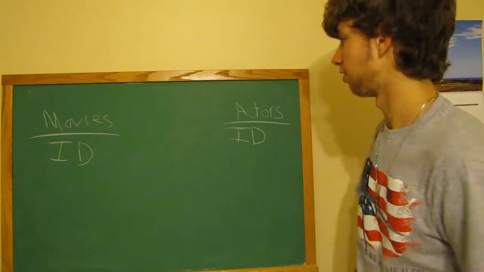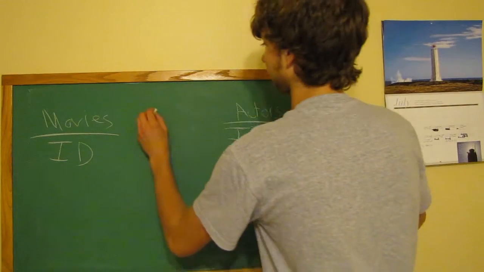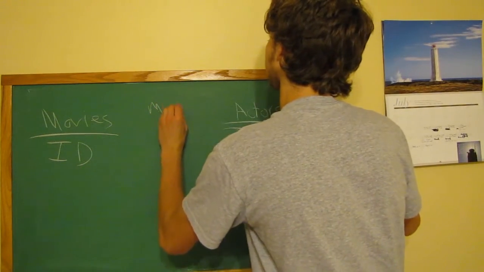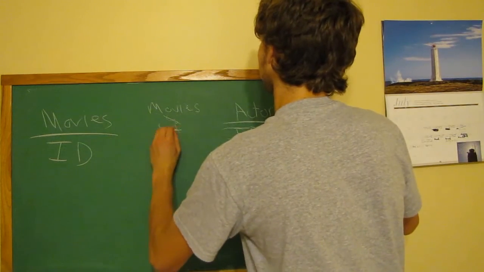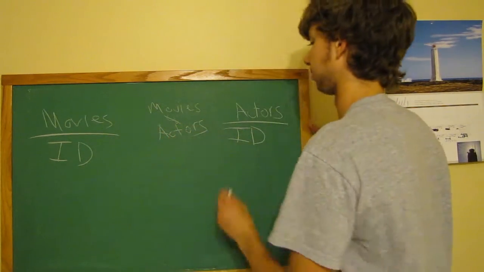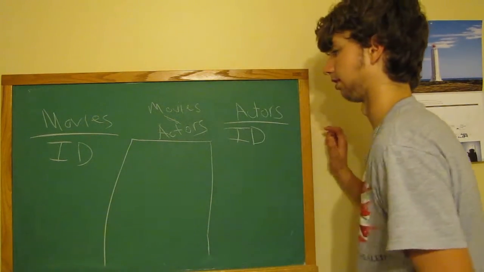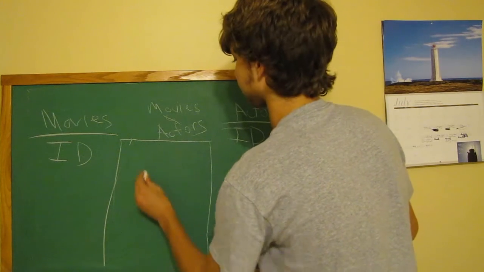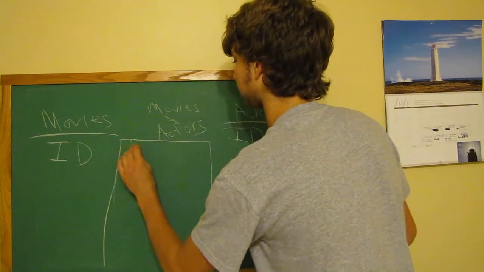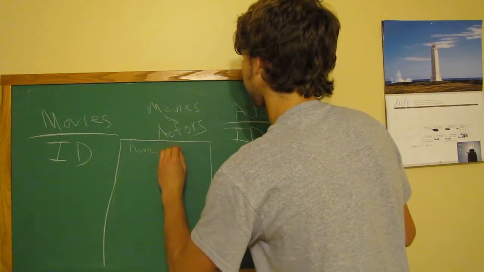Alright, so the next thing I do is draw an intermediary table. So this would be movies and actors, or movie actors, whatever you want to call it. It doesn't really matter. Now this is an intermediary table. You have to memorize that. It's not really necessary as long as you know what it is. Now this would reference the IDs. So it would be movie as a column, and then actor as a column.